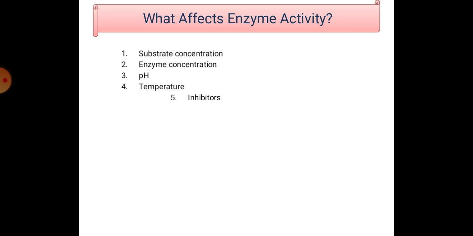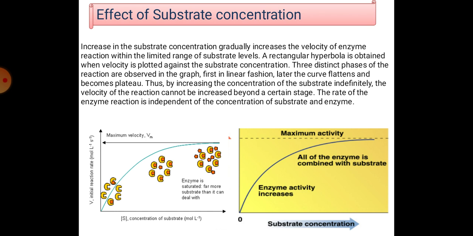What affects enzyme activity? First, substrate concentration, enzyme concentration, pH, temperature, inhibitors, activators, and radiation and light. First, we will study the effect of substrate concentration.